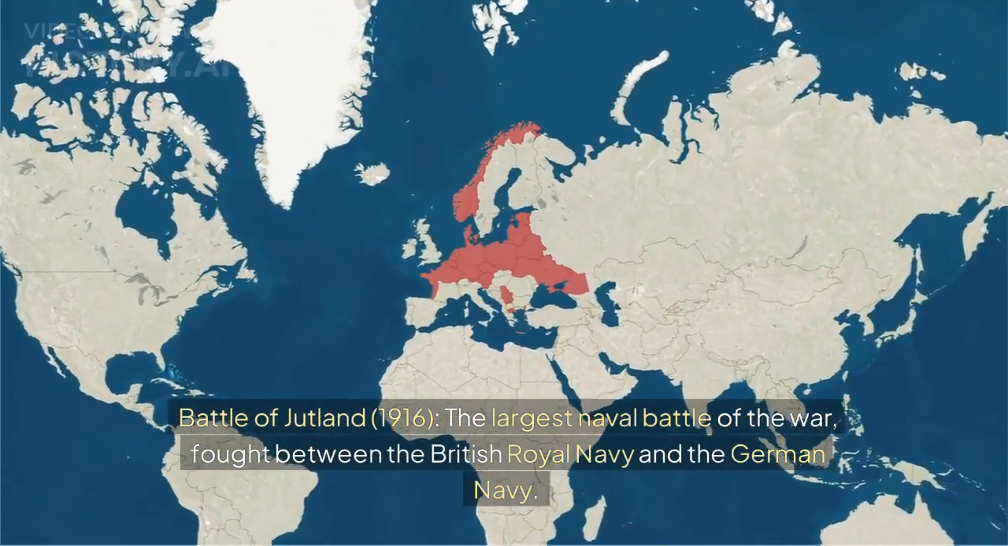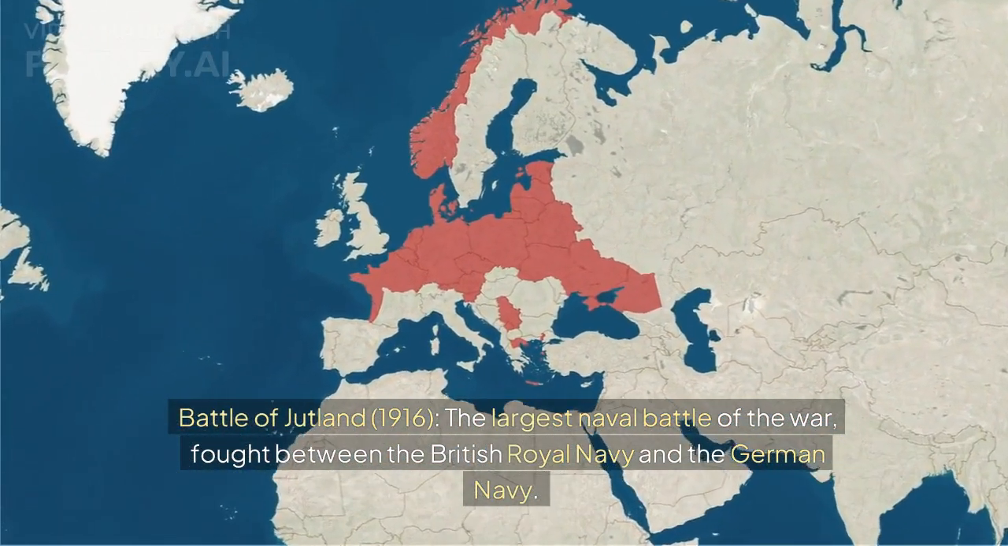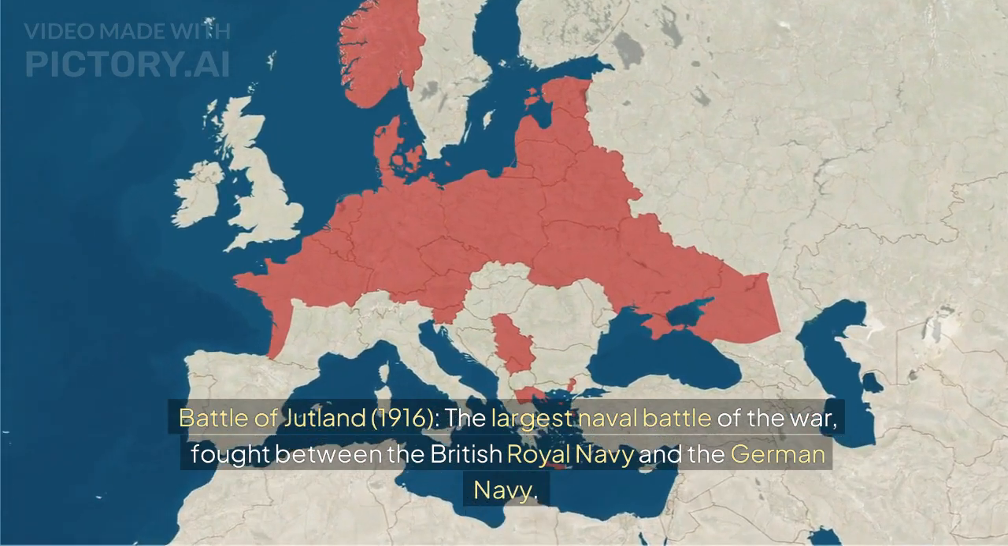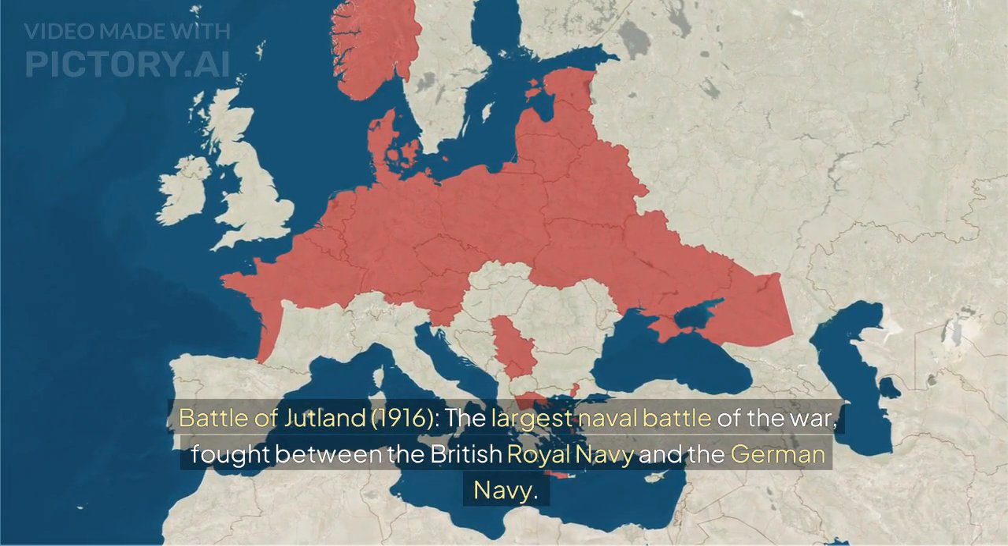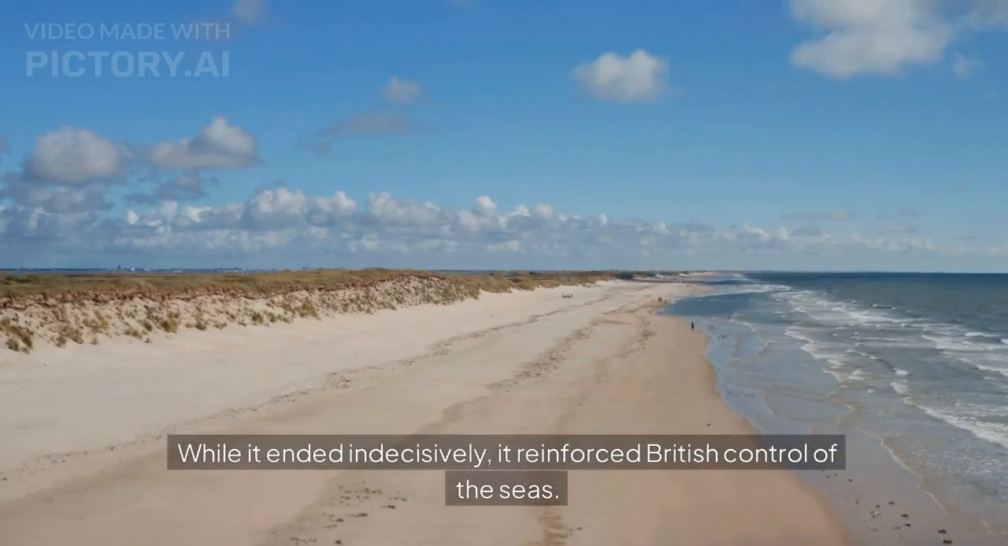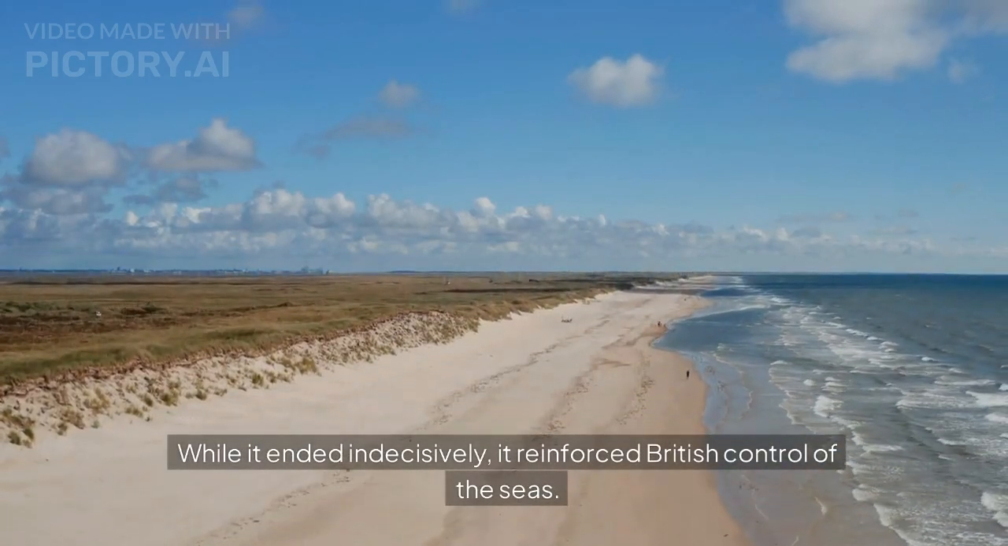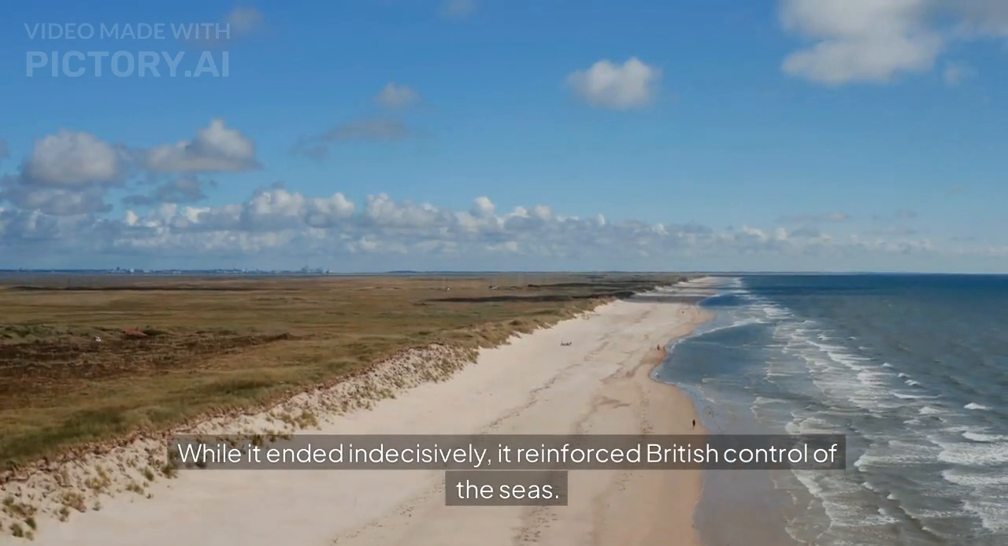Battle of Jutland, 1916, the largest naval battle of the war, fought between the British Royal Navy and the German Navy. While it ended indecisively, it reinforced British control of the seas.